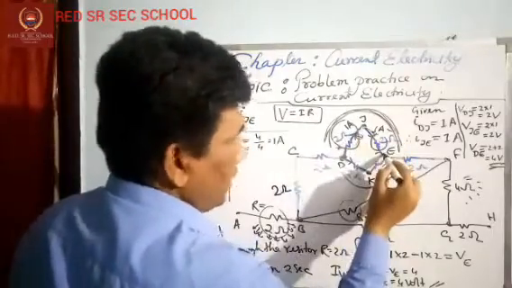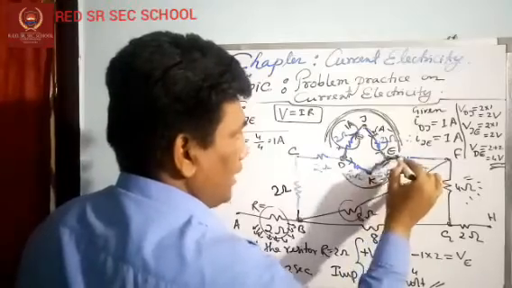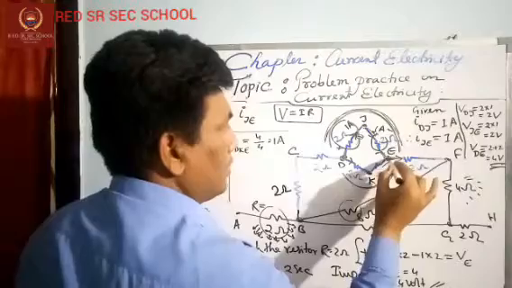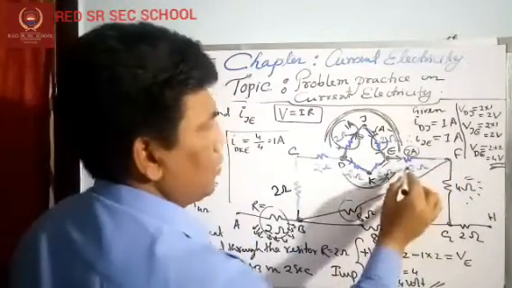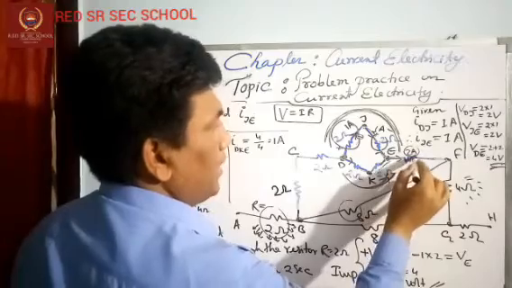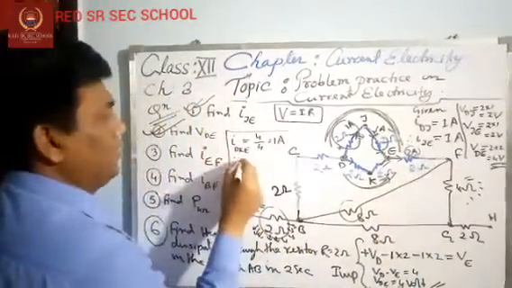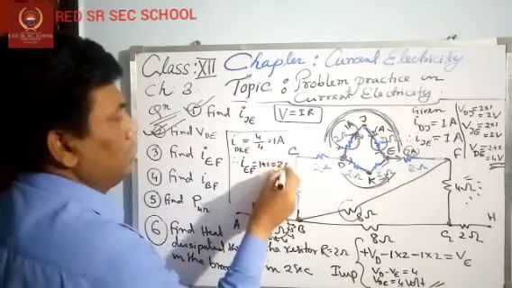In that branch also 1 ampere flowing, and both the currents meeting at this point. So what should be the outgoing current? At this point incoming current is 1 and 1, so outgoing current must be 2 ampere. It means through this 2 ohm resistor 2 ampere current is flowing. It means from E to F 2 ampere current is flowing. Therefore current from E to F is 1 plus 1 equal to 2 ampere.